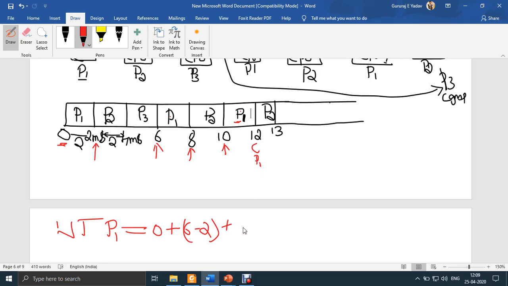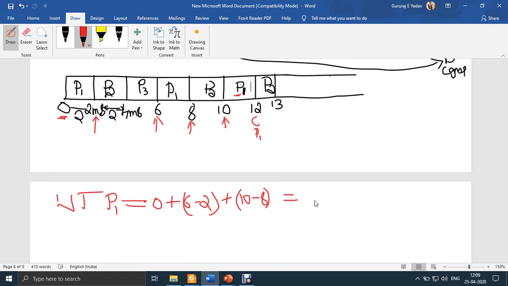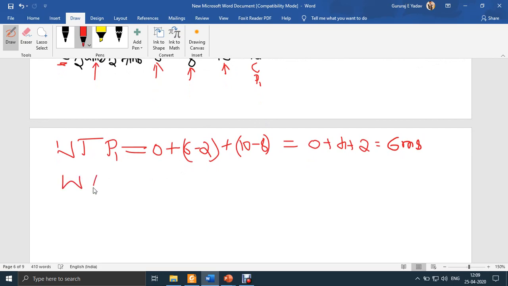So one more waiting time to consider is from 8 to 10, where P1 waited in the ready queue, right? So that means it is 10 minus 8. So this is the complete waiting time for P1: 0 plus 4 plus 2. Totally 6 milliseconds is the waiting time for P1. Waiting time is the total time spent by the process in the ready queue until it completes.